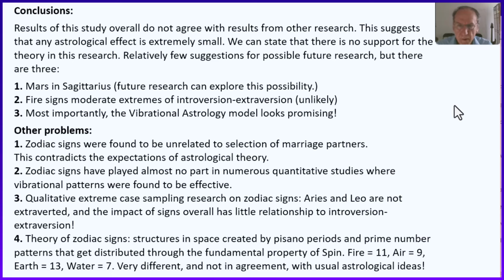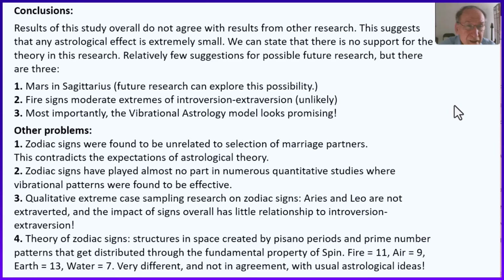Okay, number 4. We have a theory of zodiac signs. A very intricate, beautiful theory. They are structures in space created by something called Pisano periods and patterns in prime numbers. This goes way outside the realm of anything I can get into here. I've made over 700 videos total, dozens of them on this sacred geometry and this vibrational system and how it's related to things in physics like spin. And that analysis shows that fire is related to 11, and 11 vibrational astrology is moving and dynamic.